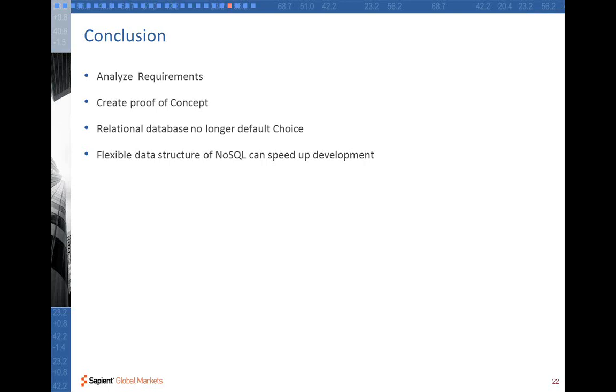It's very often very easy to scale out NoSQL searches, and adding more nodes to replicate data offers more scalability and also more protection against data loss if one node goes down. But again, it depends on the NoSQL DB configuration and the kind of vendor we're used to. So relational databases are no longer a default choice, and a flexible cluster of NoSQL can speed up our development.